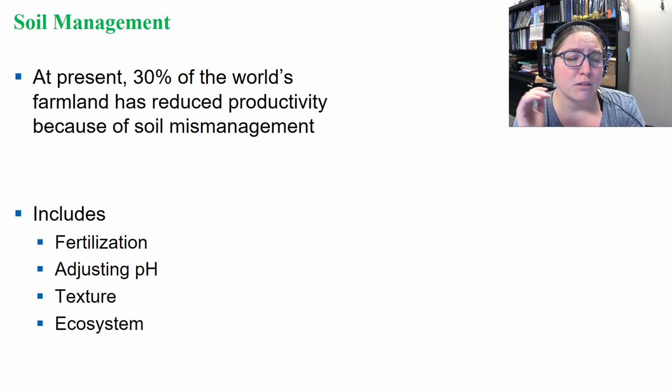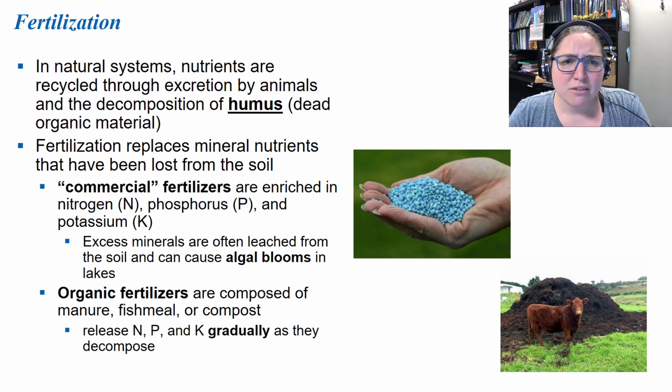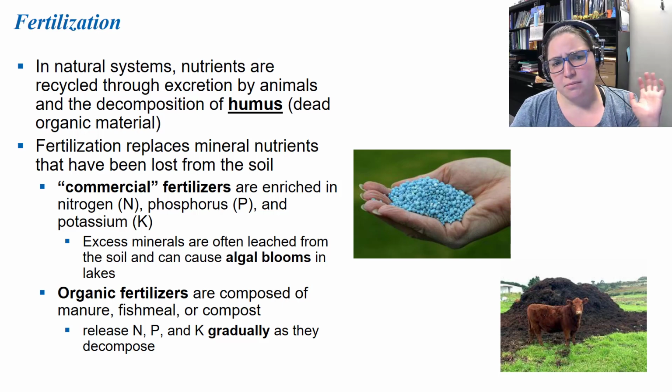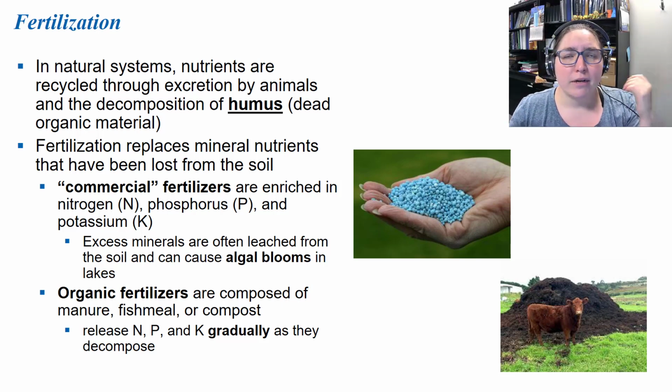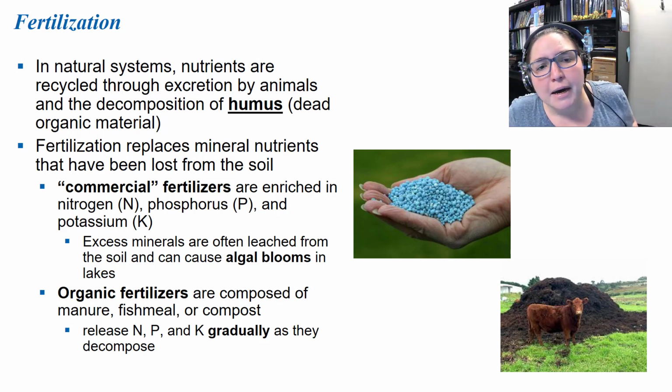And soil management would include things like fertilization, altering the pH, altering the texture, and then also keeping the soil ecosystem together. So in natural systems, nutrients are recycled through the excretion by animals and the decomposition of all the dead organic material, or the humus. And fertilization can be used to replace mineral nutrients that have been lost from the soil. Our book talks about commercial fertilizers and organic fertilizers, although it's not like you can't buy organic fertilizers, you can.